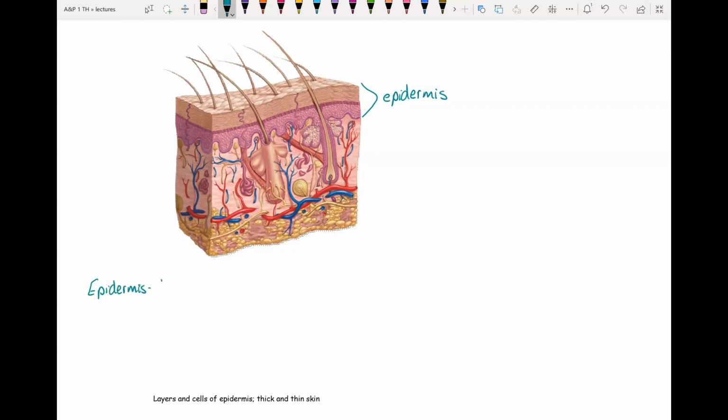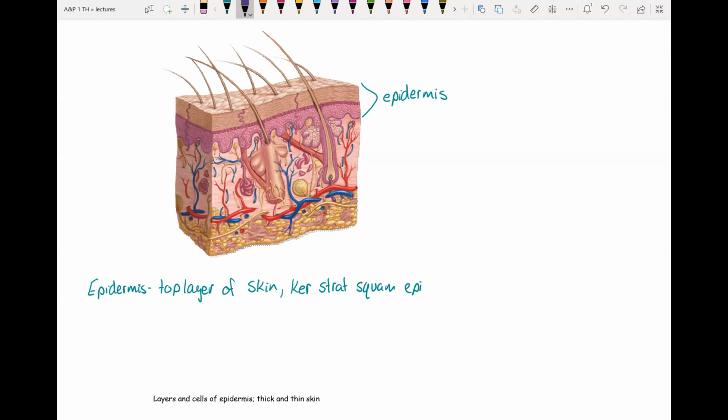So epidermis is the top layer of skin. And it is keratinized stratified squamous epithelium. So think of the Chapter 5 flashcards you've been doing where you've been learning tissue types. The surface of your skin, epidermis, is the keratinized stratified squamous epithelium.